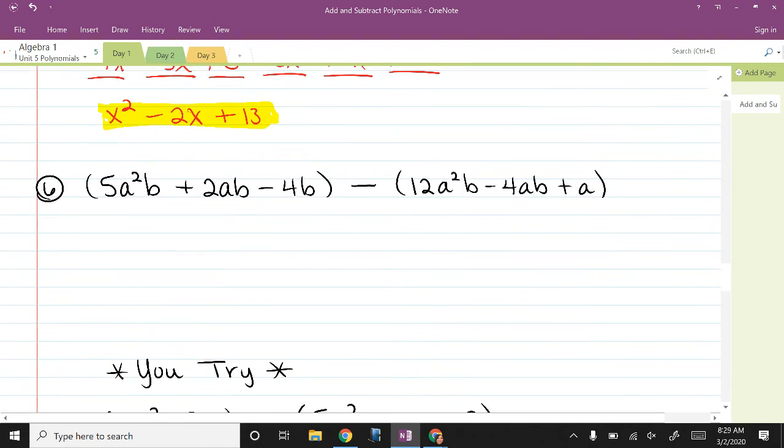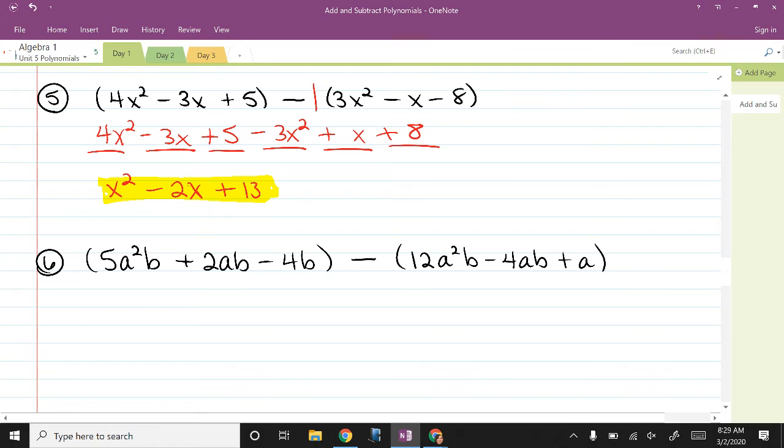Okay. What's happening here? Yeah, we got extra variables. Now those are b's, not sixes. I really don't like b's for variables, but I used them anyway, apparently. Five a squared b plus 2ab minus 4b minus 12a squared b minus 4ab plus a.